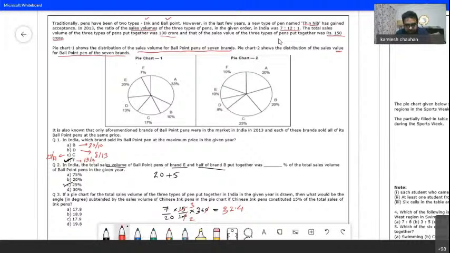Then this will become 18 and 1, so this is 9. Then we can easily calculate 27. So 18.9%. So the answer is option B, 18.9%. Everyone clear? So this is the first set.